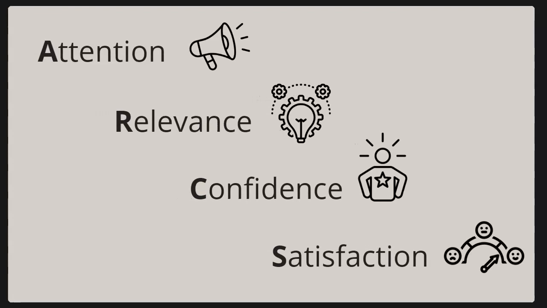The ARCS model centers on four key components in the learning process that can encourage and sustain learners' motivation. This model provides ways to increase motivation by engaging learners and sustaining that engagement throughout the course. The four motivational strategies that comprise the ARCS model are attention, relevance, confidence, and satisfaction.